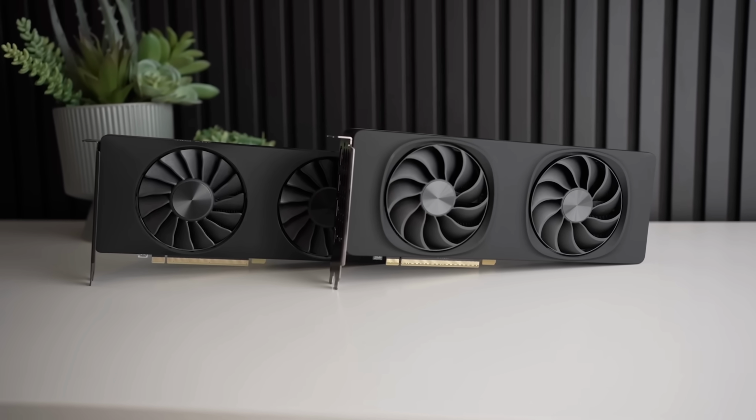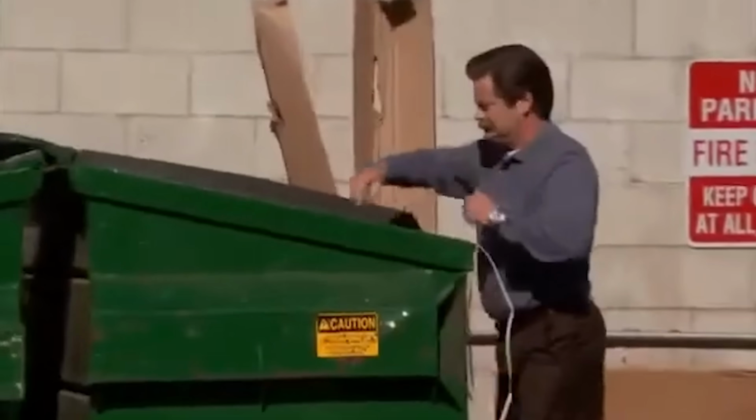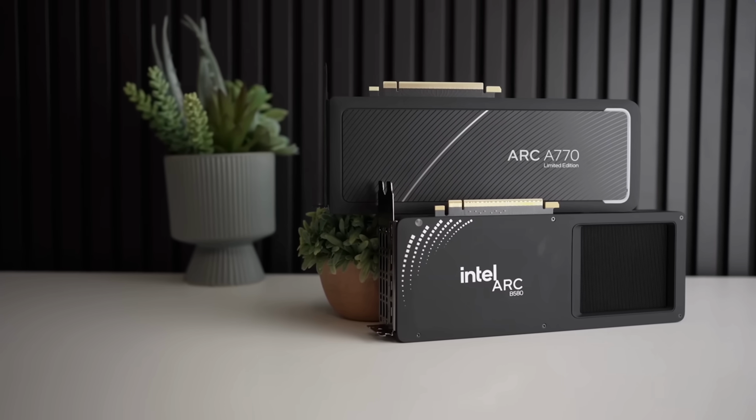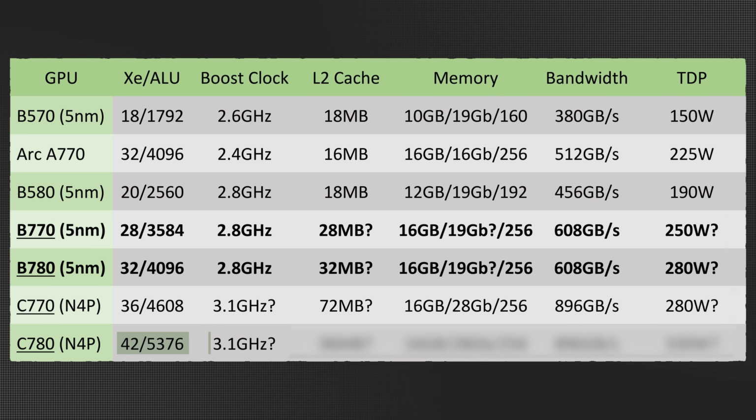What I'm telling you is, it's time to throw your graphics card in the trash because this is really good. Okay, no, please don't throw your graphics card in the trash. But in any case, with a 3.1 gigahertz clock speed, potentially up to 96 megabytes of cache, although again, it could be less, and the same memory setup as the C770 and a TDP of 330 watts, this will be a very, very powerful GPU. But how powerful will it be?